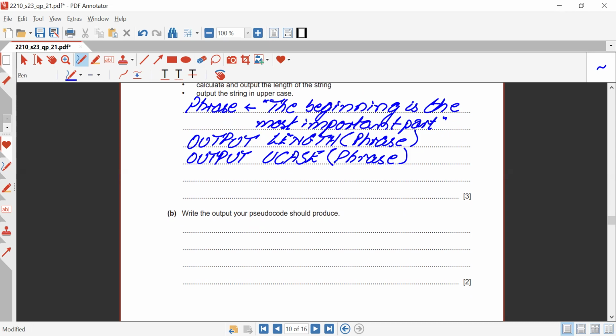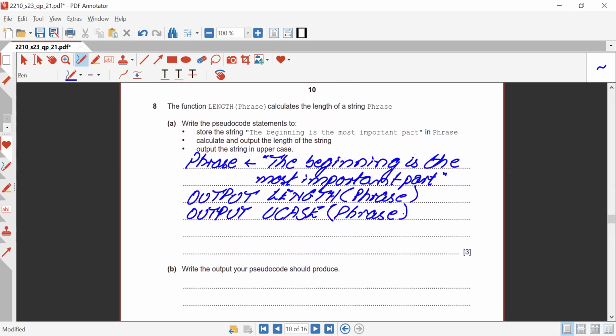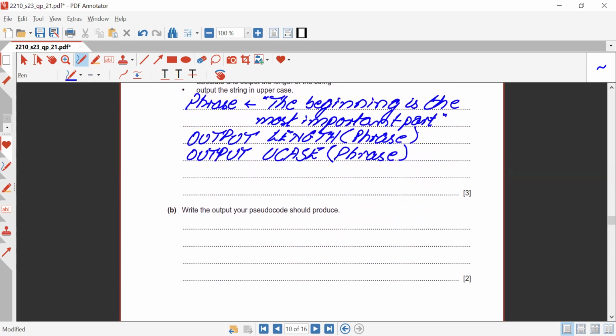First of all, the length of the phrase. So what was the length of the phrase? Let's count it. 1, 2, 3, and then the gap is also counted. So it's 4, 5, 6, 7, 8, 9, 10, 11, 12, 13, gap 14, 15, 16, gap 17, 18, 19, 20, gap 21, 22, 23, 24, 25, gap 26, 27, 28, 29, 30, 31, 32, 33, 34, 35, gap 36, 37, 38, 39, and 40. So that will be 40 in all.